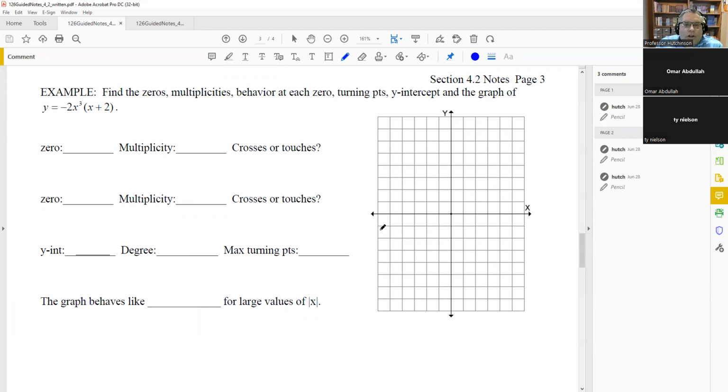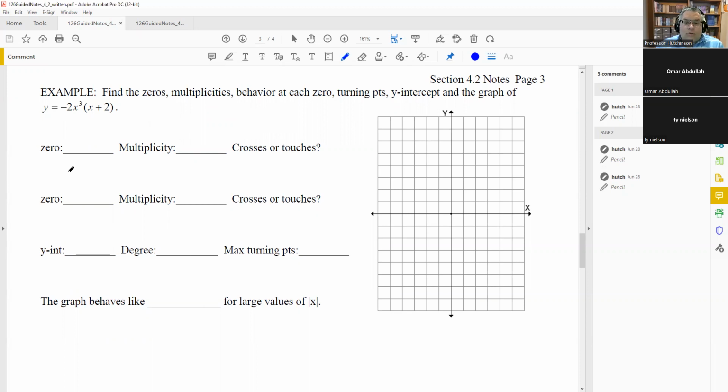We are still in section 4.2. 4.2 was the graphing of polynomials. We talked about polynomials yesterday and some of these characteristics here. So we're going to continue with that with this problem here. We want to do negative 2x cubed times x plus 2.